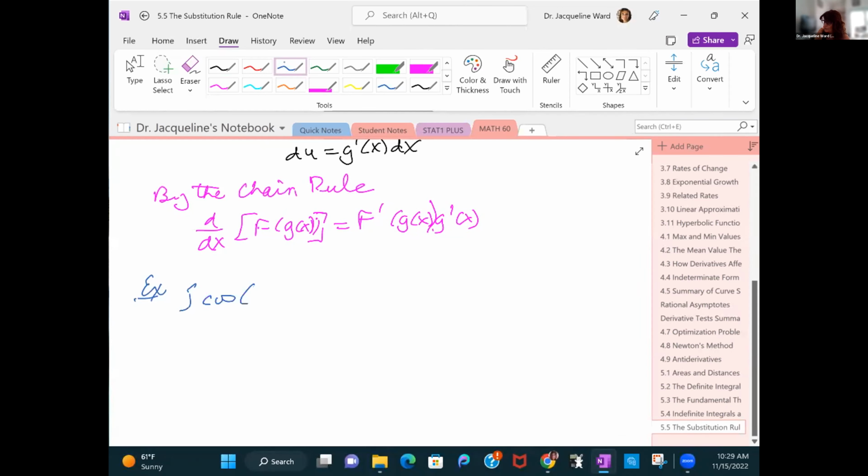So like the integral of cosine of 3x, we have to do substitution. So let u be 3x. Then du is 3dx. And I have a dx in the problem, but I don't have a 3dx. So you can solve for dx. It's 1/3 du.